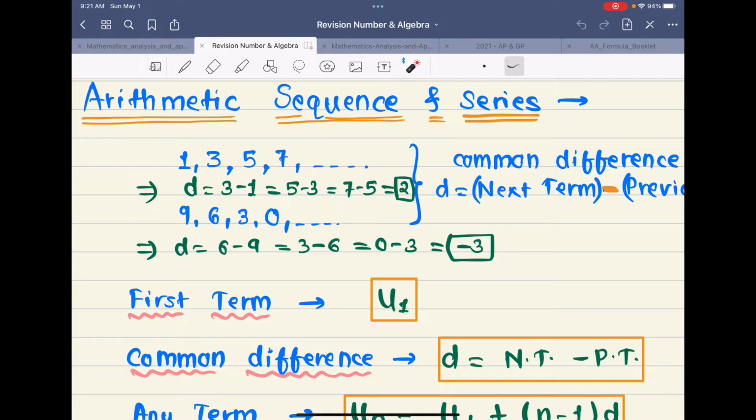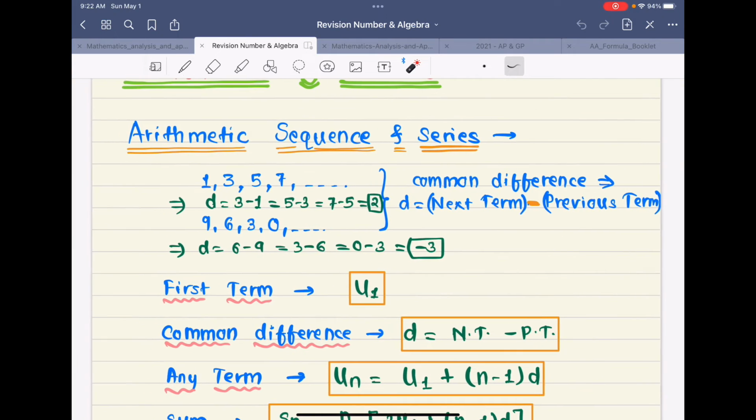See one more sequence. Common difference cannot always be positive. It could be negative also. So I'm starting with the bigger number, say 9. Next number is 6, which is reduced. Next number is 3, which is reduced. Next number is 0, which is reduced. So again, we will calculate the difference D, which is 6 minus 9, which is minus 3. 3 minus 6, which is again minus 3. 0 minus 3, which is again minus 3. So you can say that this is an arithmetic sequence.